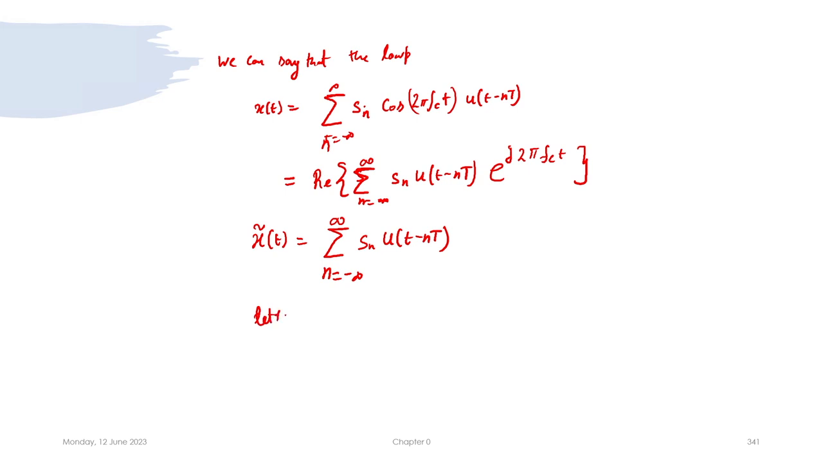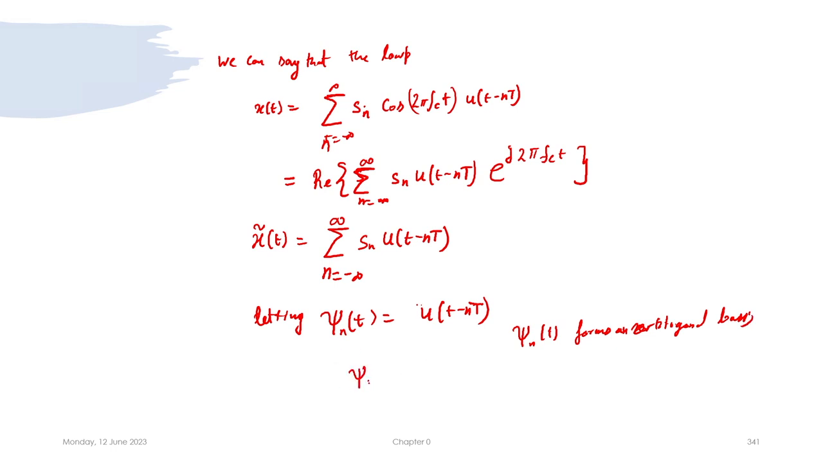Now, letting psi n t equal u(t minus nT), we say that psi n t forms an orthogonal basis, and in order to make the norm of psi n t squared equal to 1, we simply add a 1 over root T factor. So this becomes summation n goes from minus infinity to infinity S n psi n t, where psi n t is u(t minus nT) over root T.